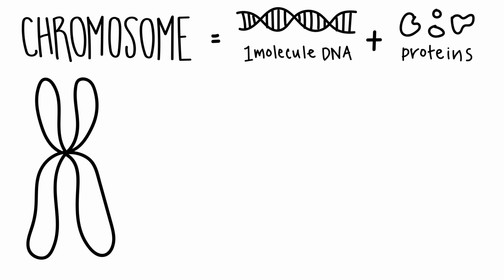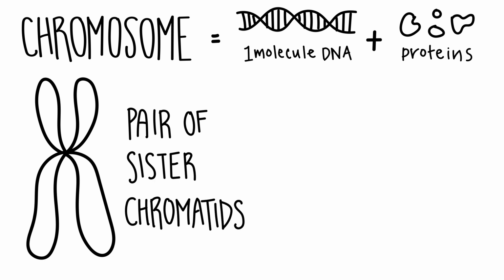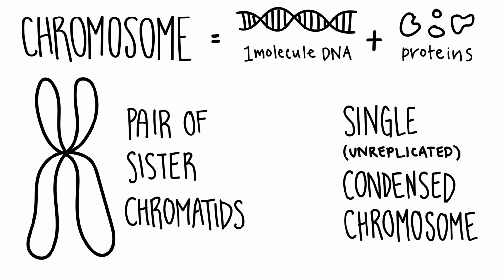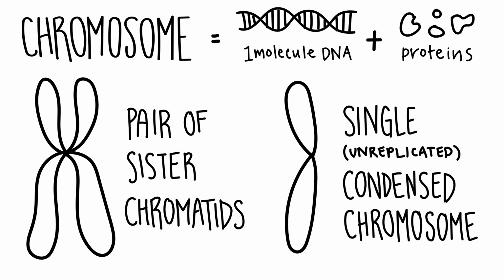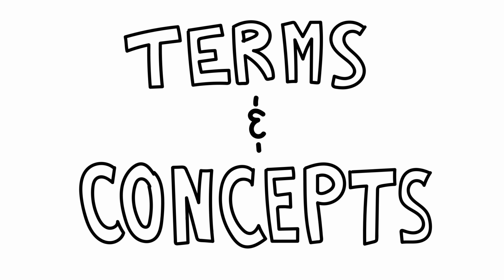However, this commonly used image can be misleading, as it actually depicts a linked pair of identical sister chromatids after DNA replication. A single condensed chromosome actually should be depicted like this. This is one of several instances where imperfect terminology can make biological processes seem more puzzling than they actually are. So, in this video, we will give an overview of a few important terms and concepts that are used throughout biology.